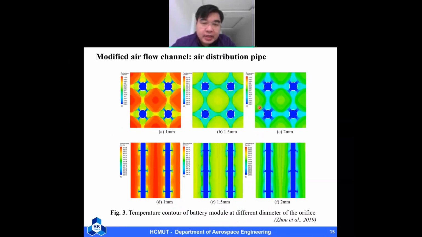So you see, actually CFD helps us a lot to design first, and then we can check even the diameter of the orifice, and then have the very correct result.